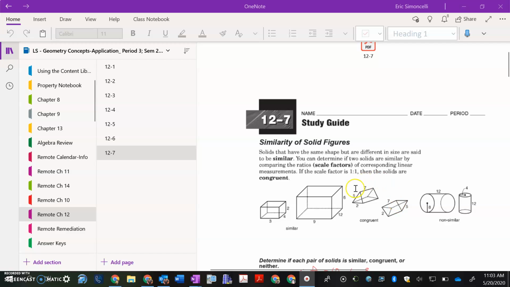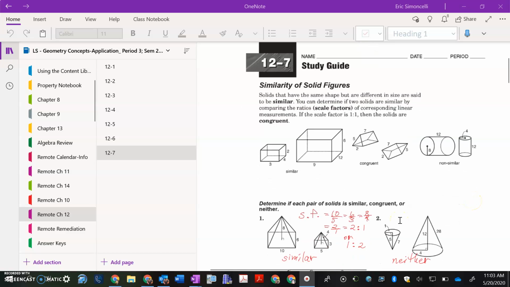Next to that, you can see here we've got two, I would say, triangular prisms because the bases are triangles. As it turns out, all their respective dimensions are congruent, or are the same technically. So these are congruent triangular prisms. And then the far right side here, these two are not similar because if you were to do the ratio of 8 to 4 and then 12 to 12, well, those ratios are not the same. 8 over 4 is 2, while 12 over 12 is 1.